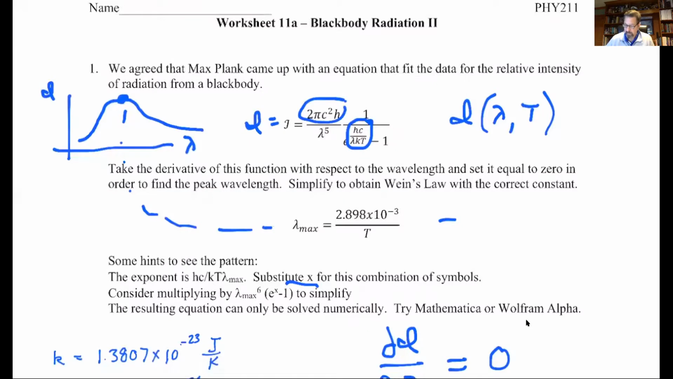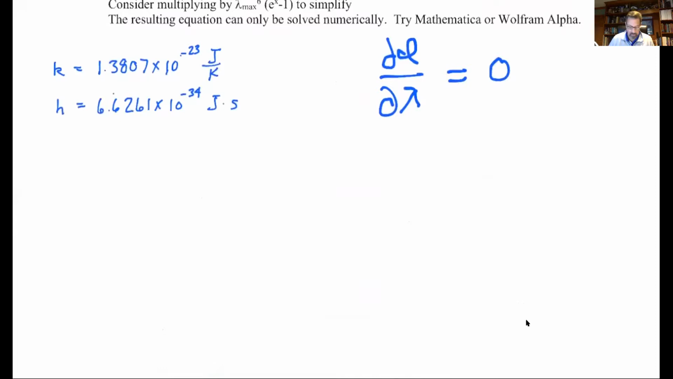All right, we're back. Put that away. And a couple of problems are going to creep up when you try to take this derivative.